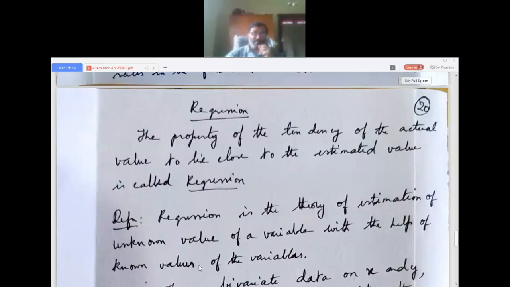Regression is the theory of estimation of unknown value of a variable with the help of known values of the variable. The definition itself says the meaning of that: estimation of the unknowns with the help of the knowns, what you know.